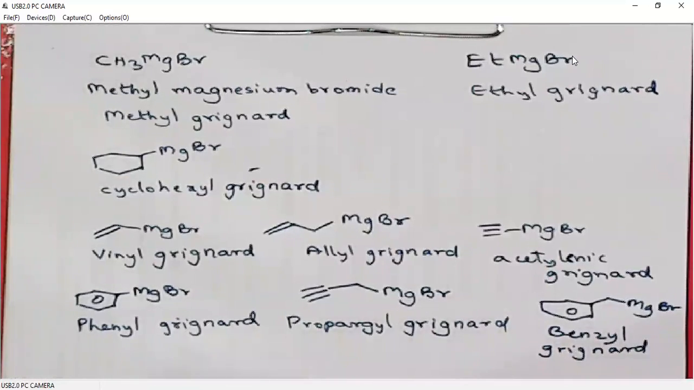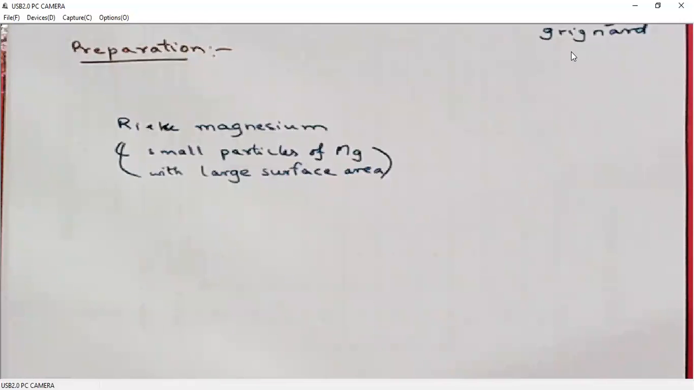I have given examples with bromine only, but it is also possible to have Grignard reagents with chlorine and iodine. For simplicity, I have mentioned bromine in all the reagents. Now we will look at the preparation of Grignard reagents.